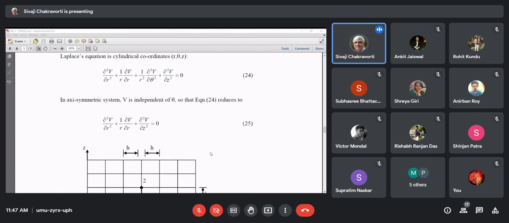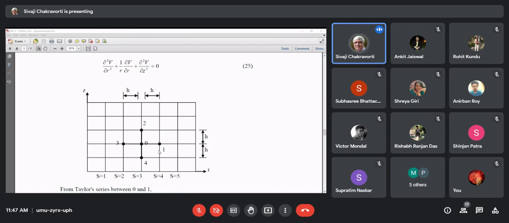Now, when we are saying that it's an axisymmetric system, we are saying it is independent of theta. So the third term of equation 24 is 0, and we get equation 25. Compared to the Cartesian, I get one more term here. In Cartesian, it was only the second order derivatives. Here it is also a first order derivative, del v del r.